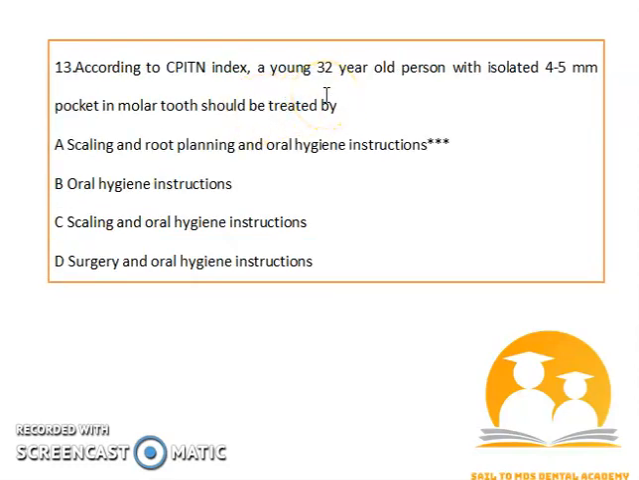Then according to the CPITN index, a young 32-year-old male with isolated 4 to 5 mm pocketing in a molar tooth. So what should be the treatment need in this patient? It is scaling and root planing followed by oral hygiene instruction.